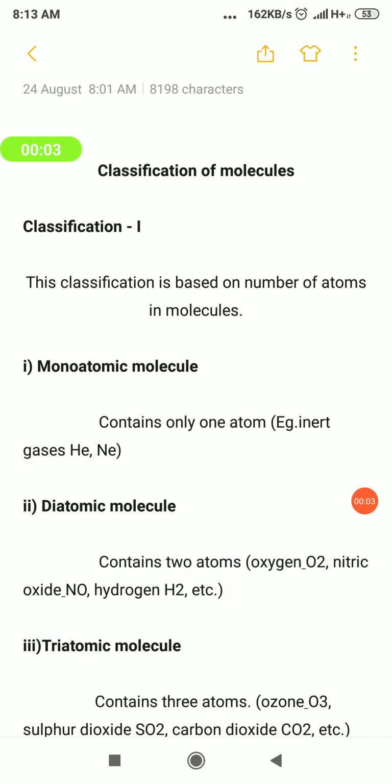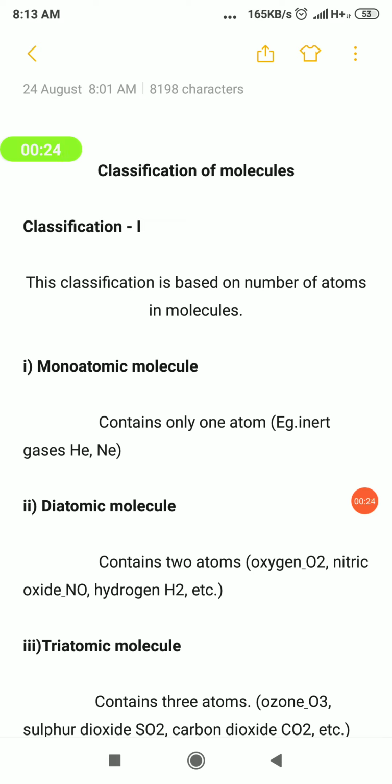Hello students, good morning. In the last class we saw about matter. What is called as matter? Can you please recognize what is called as matter? Yes, anything which has mass and occupies space in our surroundings is called as matter. And also we saw that matter is composed of atoms.